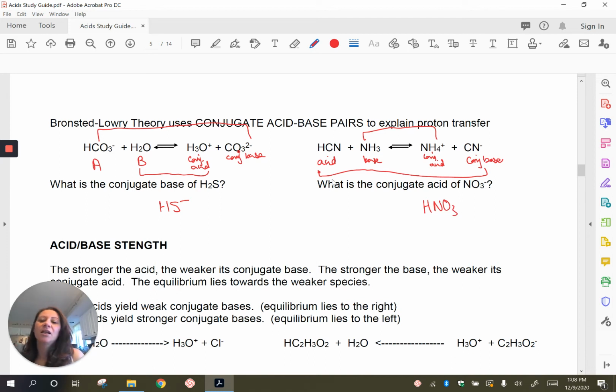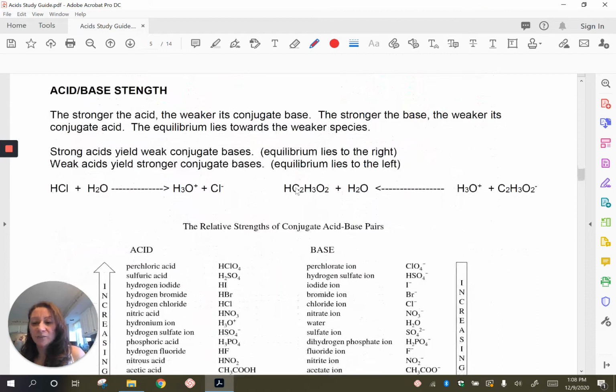When it comes to acid-base strength, if you have a strong acid, the stronger the acid is, the weaker its conjugate base will be. And if you have a weak acid, the stronger the conjugate base will be. So they're kind of opposite. The stronger one is, the weaker its conjugate. So the stronger the acid, the weaker its conjugate base. The stronger the base, the weaker its conjugate acid.